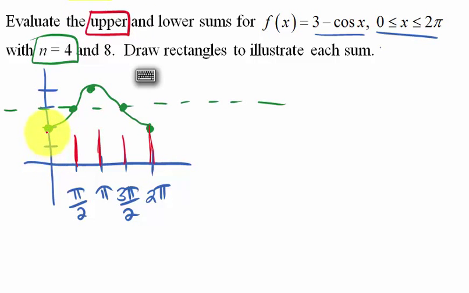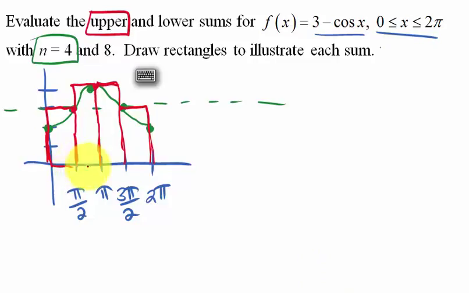So what that means is I look on this interval between 0 and pi over 2, and I find the upper value of the function on that interval, which would be right there, and that's how high I make that rectangle. And then I look on the interval from pi over 2 to pi, and I find the upper value, and that's how high I make the rectangle. And then I look on the interval from pi to 3 pi over 2, and I take the upper value on that interval. And then finally I look between 3 pi halves and 2 pi, and I take the upper value on that interval. So there's my 4 rectangles that I would sum up to evaluate this using an upper sum with n equaling 4.